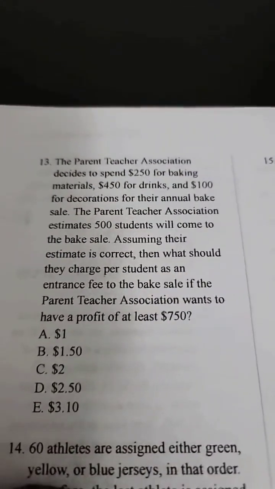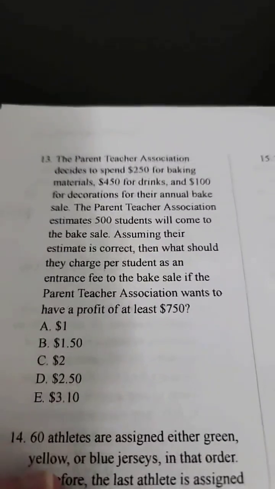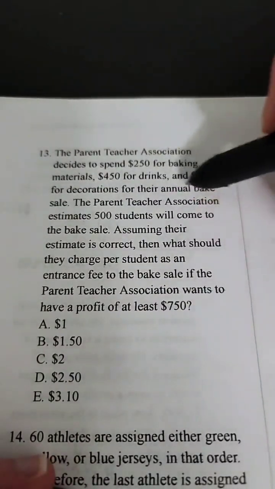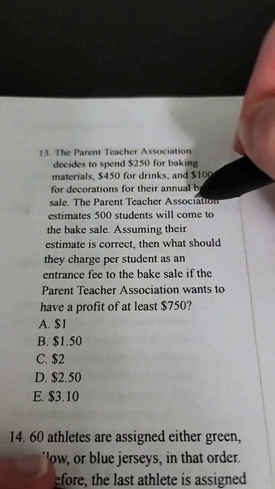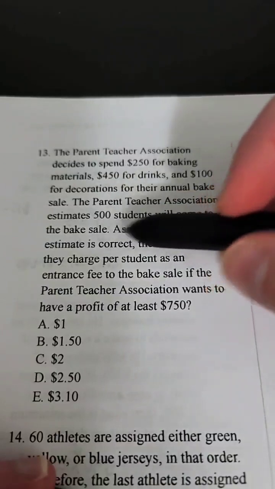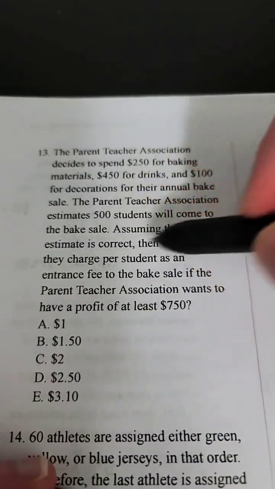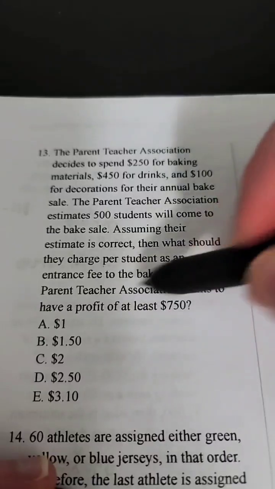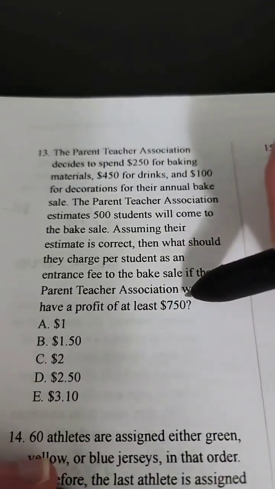So then let's go to number 13. It says the Parent-Teacher Association decides to spend $250 for baking materials, $450 for drinks, and $100 for decorations for their annual bake sale. The Parent-Teacher Association estimates 500 students will come to the bake sale. Assuming their estimate is correct, then what should they charge per student as an entrance fee to the bake sale if the Parent-Teacher Association wants to have a profit of at least $750?